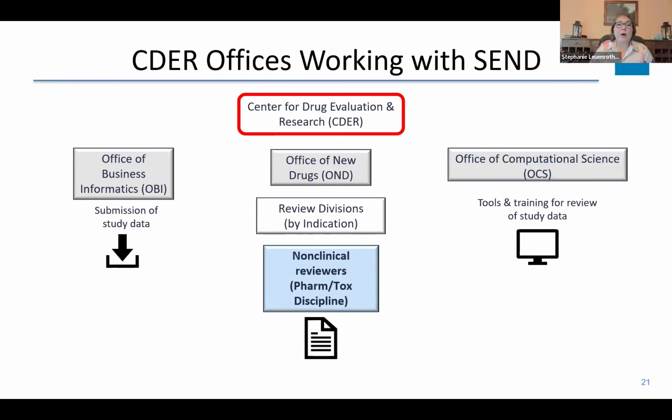Okay, so again, just to touch upon, this is a vast effort. There are many different offices within CDER that work with SEND, in fact. So that first submission comes through the Office of Business Informatics, or OBI. They run all of their standard validation checks, regardless if SEND is present or required or not, and it comes through our gateway and needs to go through a certain number of validations.